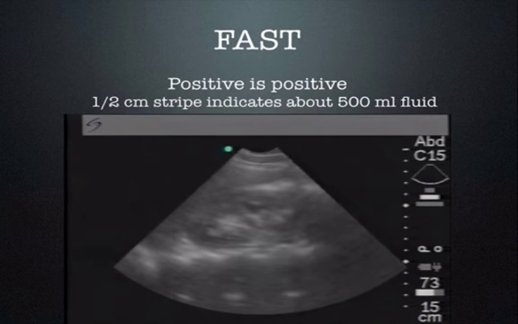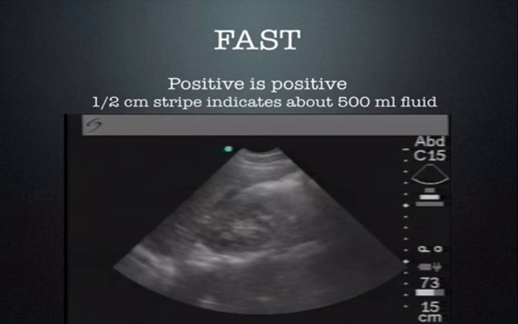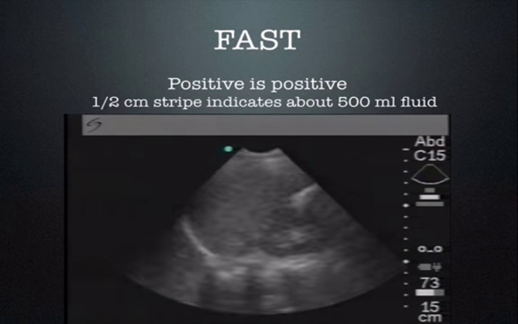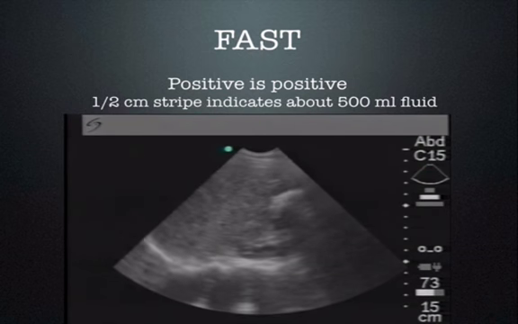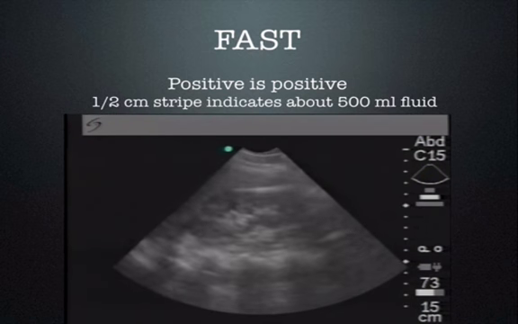The scale, as you can see on the right side, is very small. Each one of these dots represents a centimeter. So this is about a half centimeter stripe of fluid, and that indicates about 500 milliliters of fluid in the abdomen. Again, a small stripe of fluid is significant.